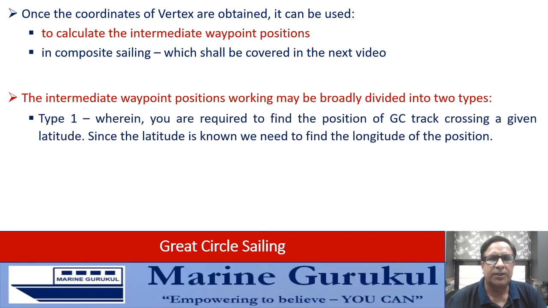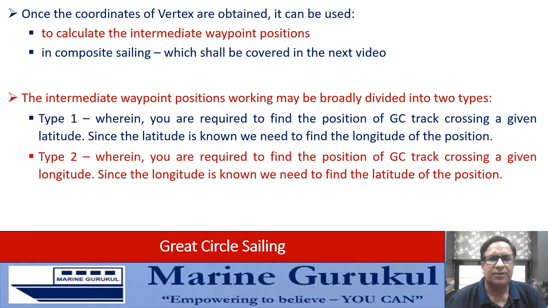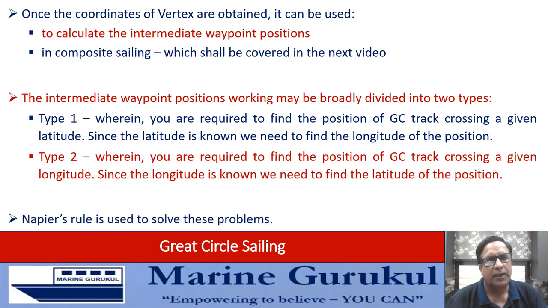One is we decide on the latitude on which we would like to have the waypoint, and where this parallel of latitude would cut the GC track. For that point, we need to calculate the longitude. The other way could be we decide on the longitude. So wherever the meridian of that longitude cuts the GC track, we calculate the latitude of that point. This can be conveniently done by factoring in the vertex, because it shall result in a right angled spherical triangle and Napier's rule can be applied.